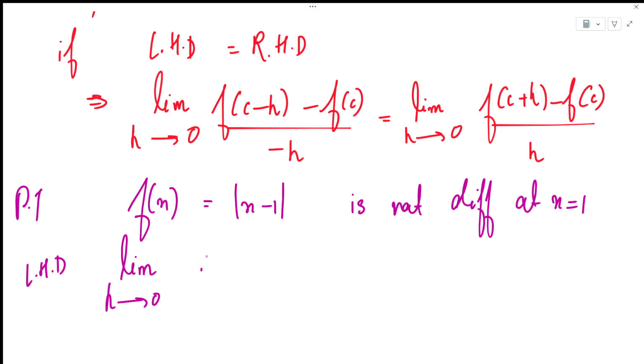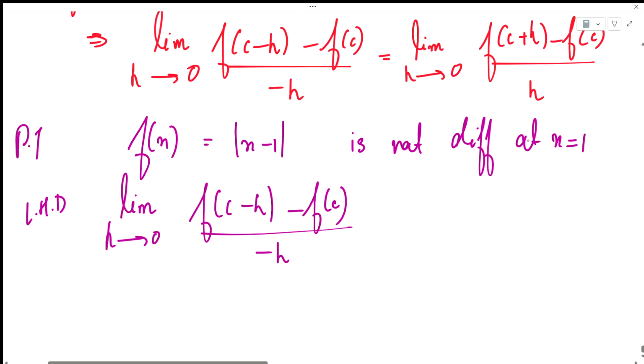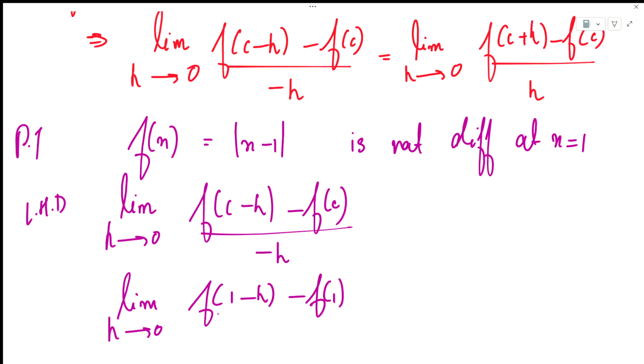In place of x, basically this is mod of x minus 1. Firstly let me write the definition, f of (c minus h) minus f of c upon minus h. So my c point here is 1, so limit h tends to 0, this will be f of (1 minus h) minus f of 1 upon minus h.